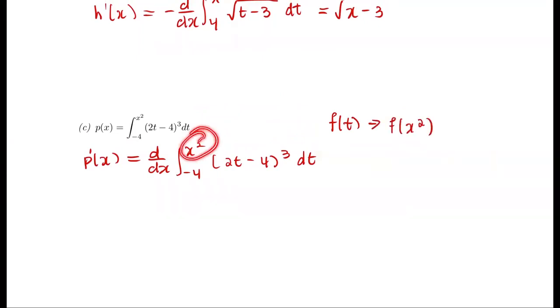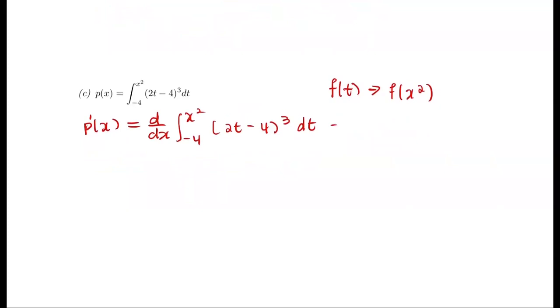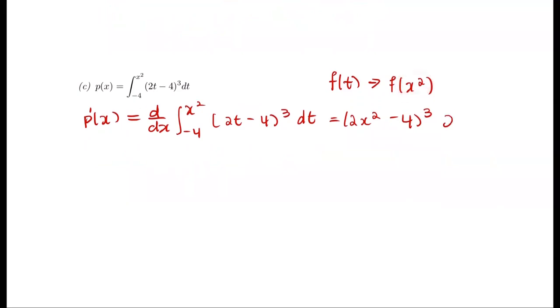So this is also important here. If we have some other function rather than just x, then we would also have to substitute this x squared in here. So what that means is we would just have (2x squared minus 4) cubed. And by the chain rule, we also have to take the derivative of x squared, which is just going to be 2 times x. And that is for the Fundamental Theorem of Calculus part 1.